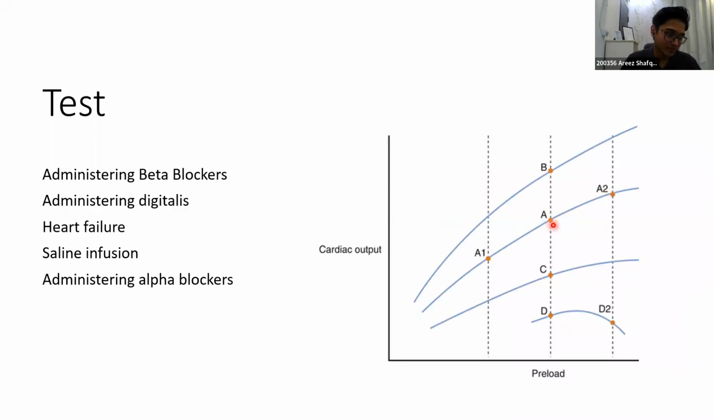This is a quiz for all of you. I'm going to ask you a question and then you can type in the chat. If I move from A to A2, is this Frank-Starling? Yes, because as I'm increasing preload, I'm increasing cardiac output. What will make me shift from A to A2? Does anyone know this? Increase preload. And what determines preload?